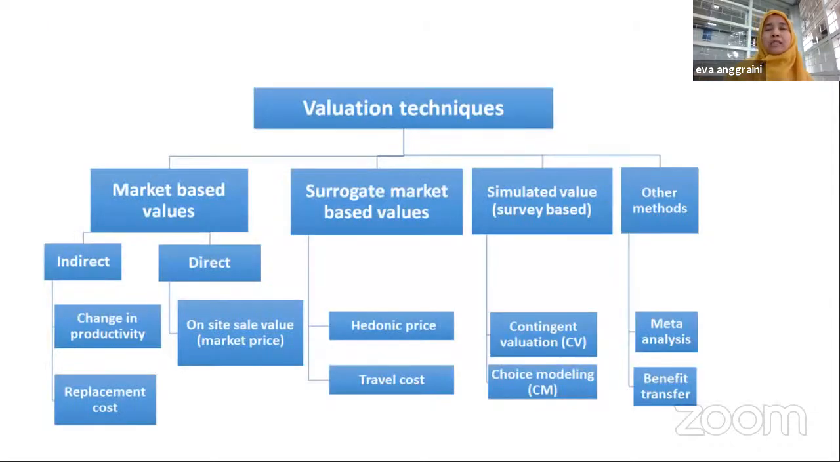So if we see the classification of the valuation techniques, here we can see market-based values, surrogate market-based values, simulated value, and other methods. For market-based values, there are indirect ones, namely change in productivity, replacement cost, and on-site value. For surrogate markets, we know the hedonic price and travel cost method. For simulated value, which is stated preference, we know the contingent valuation method and choice modeling. And there are also other methods like meta-analysis and benefit transfer.